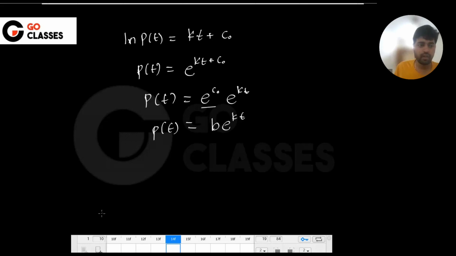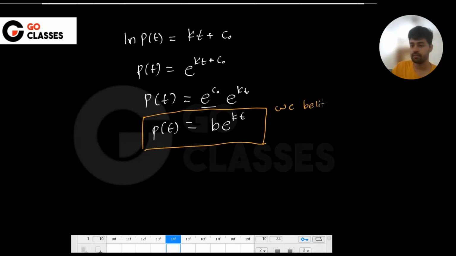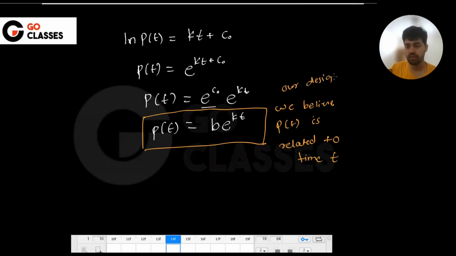So remember that we started off with a belief, right? Which was just some information that a domain expert gave us. From that, we came up with the final formula. So this is how we believe population P of t is related to time. This is our design. This need not be true. This can be wrong as well. It's totally possible. This is what we believe it is going to be.